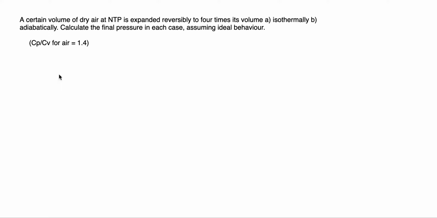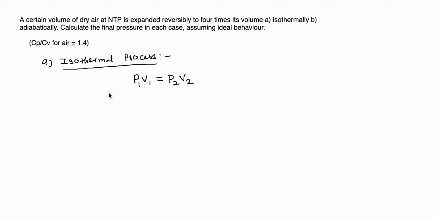Okay, now let's do problem A. That is the isothermal process. As it is an isothermal process, there is no change in the temperature. We know that. And the relationship between pressure and volume in an isothermal process is P1 V1 equal to P2 V2.